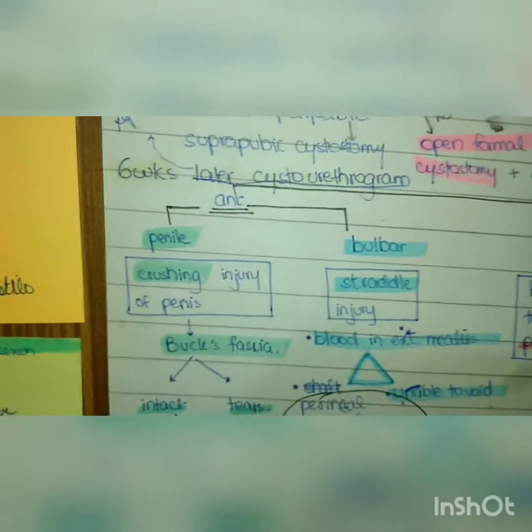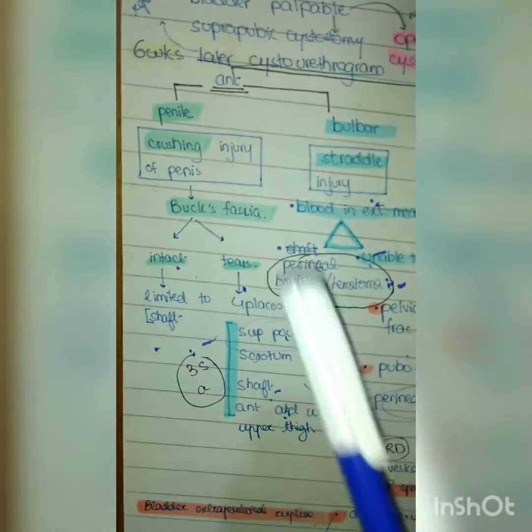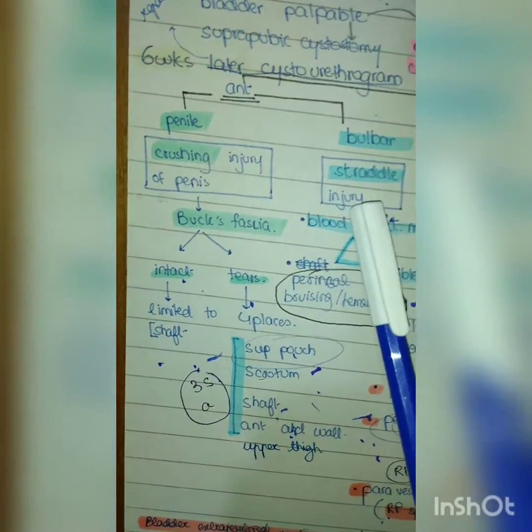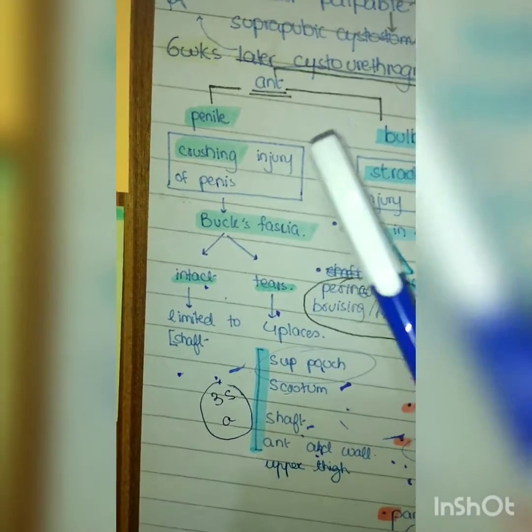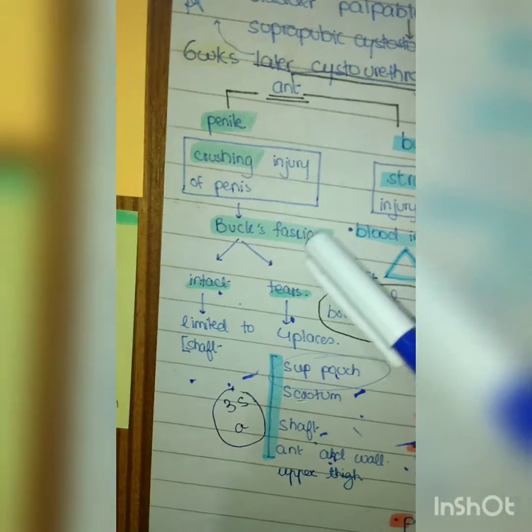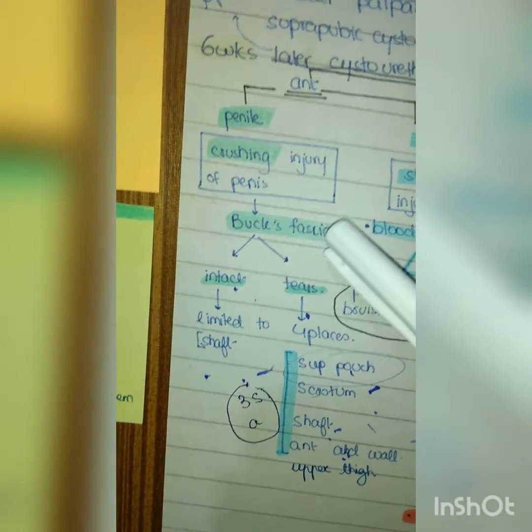So the anterior urethra mainly has two portions, the penile part and the bulbar part. The penile part is going to be damaged whenever there's a crushing injury, and where the urine is going to be accumulating depends on whether the Buck's fascia is intact or whether it has ruptured.